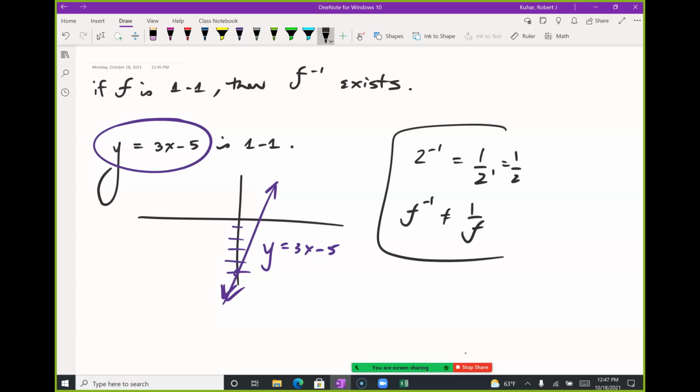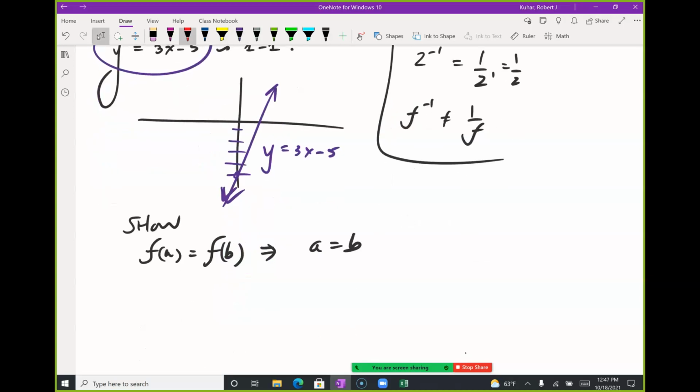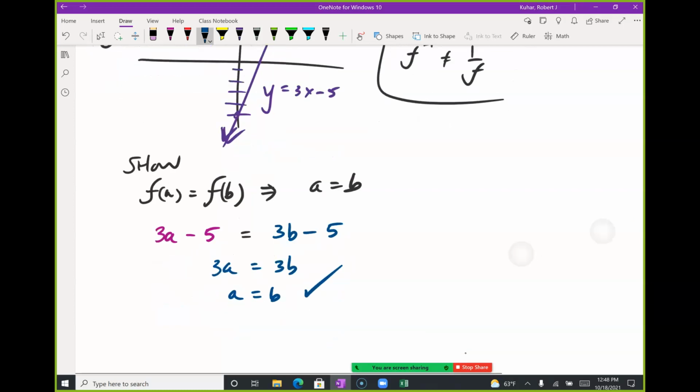Okay, but we want to show f of a equals f of b implies a equals b. So f of a would be what? 3a minus 5. And what's f of b? That's right, 3b minus 5. I'm going to add 5 to both sides and divide by 3. Done. So f is 1 to 1.